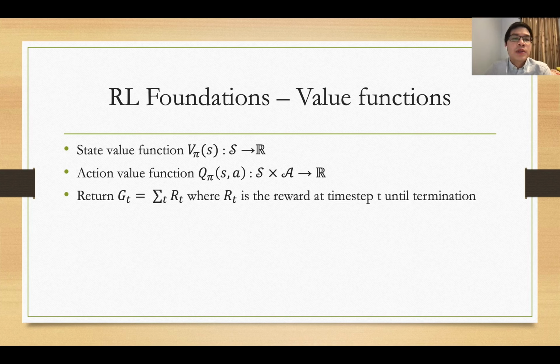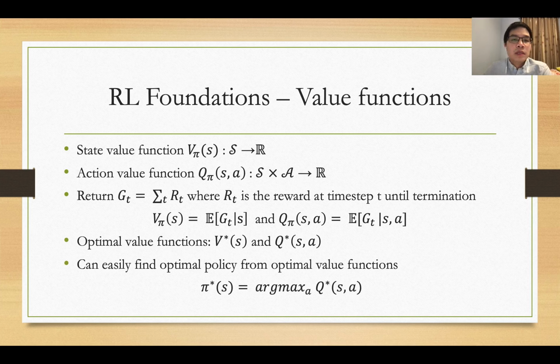So the return, which we denote G sub t, is simply the sum of rewards following time step t until the episode has terminated. So now we can find the value functions with the following expectations. The state value is equal to the expected return given the state, and the action value is equal to the expected return given the state and action. And just like how we had an optimal policy, we also have optimal value functions, which we denote with V star and Q star. And if we find the optimal action value function, we can easily find the optimal policy by taking the argmax over the action values.